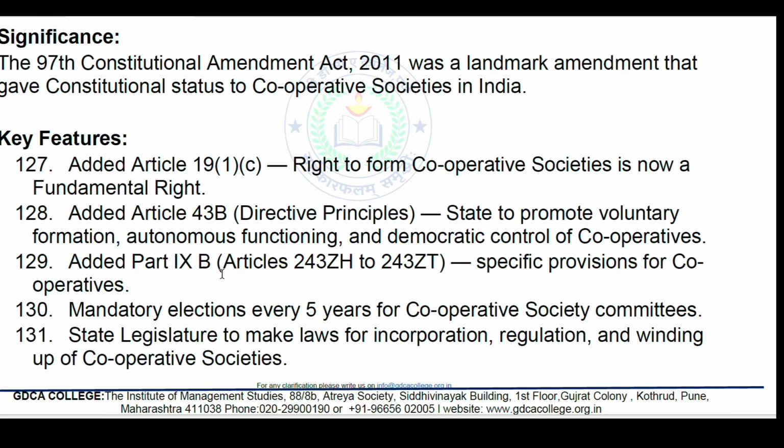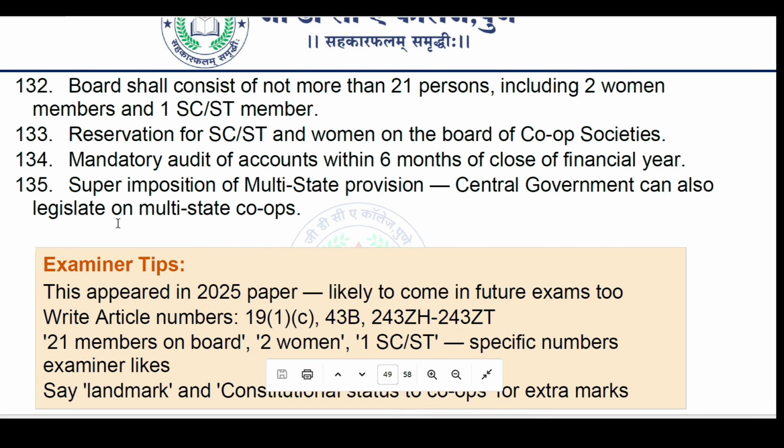Added Part IX-B, Articles 243ZH to 243ZT, specific provisions for cooperatives. Mandatory elections every 5 years of cooperative society committees. The state legislature makes laws for incorporation, regulation, and winding up of cooperative societies.